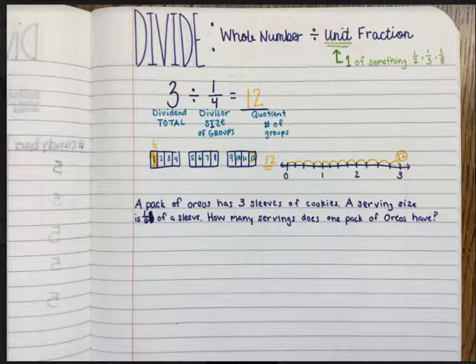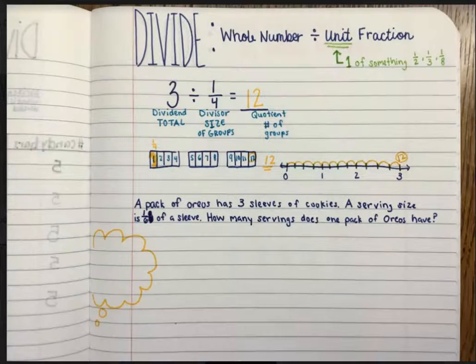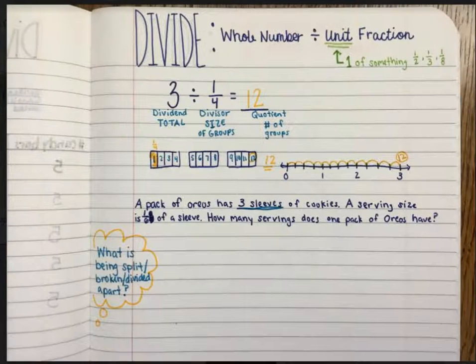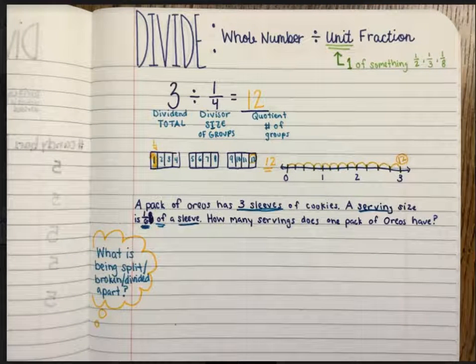All right, so in this, we really want to be thinking about two things. We really want to think about, well, what's being split apart, broken up, divided? Is it the 3 sleeves or is it the 1/6 that is a serving? The other thing we want to think about is, well, what's the size? Which one is telling you a size? And so in this, we do know that we have 3 sleeves of cookies, and 1 serving is 1/6 of a sleeve. And if that's the case, that means that we are taking the 3 sleeves and dividing that apart.